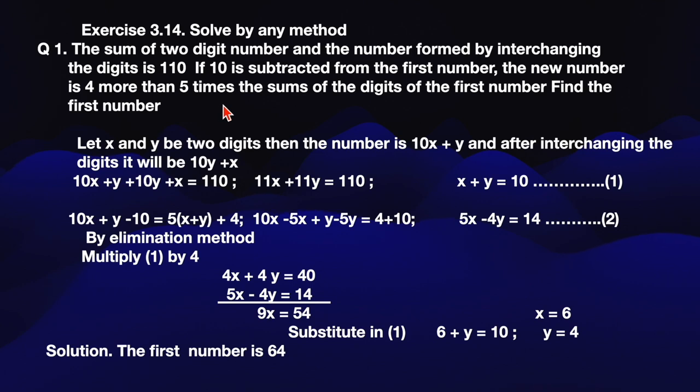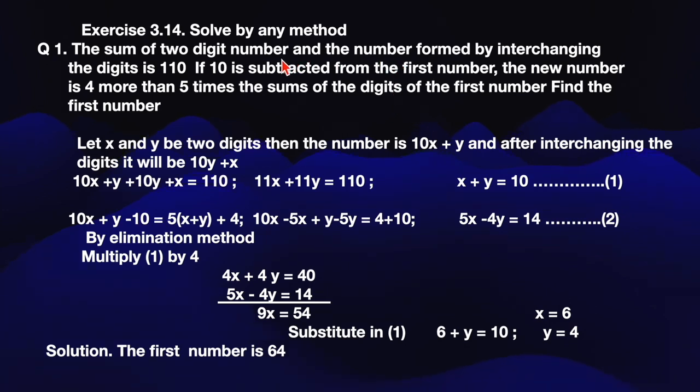Supposing the tens digit is x and let the unit digit be y. So let x and y be the 2 digits. Then the number is 10x plus y. This is what we have to find out. We have to find the values of x and y. And here we are going to write down the equations.